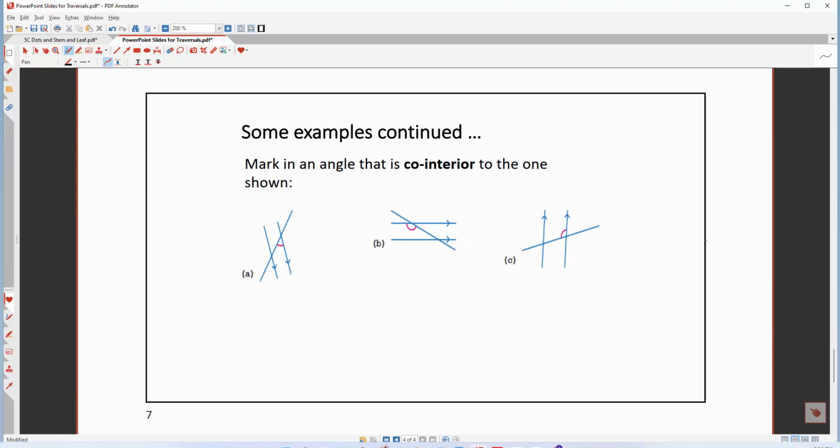Alright, so mark in an angle that's co-interior to the one shown. So this is inside, so it has to be inside, co-interior. Those two together will add to 180 degrees. So we're on the same side of the transversal and they're both inside the parallel lines. So here is the angle. Here's the two parallel lines, so this is where this angle must go.